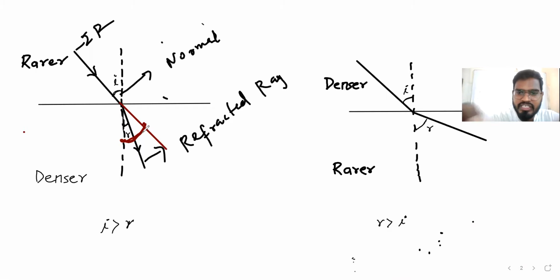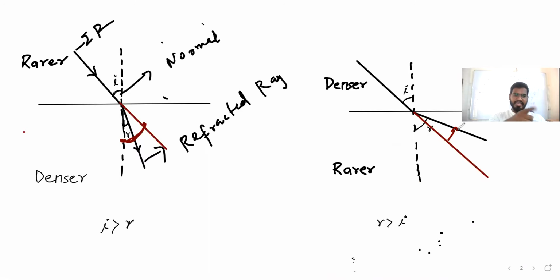Let's see again. If you see this, a ray of light travels from denser to rarer. Now see, the ray of light was supposed to go in this way, but it went extra in this direction, right? So we can say when a ray of light travels from a denser medium to a rarer medium, it will bend away from the normal. It will bend away from the normal.